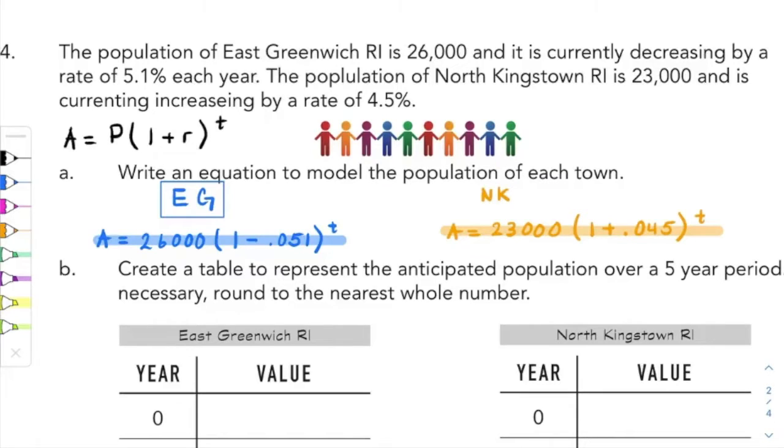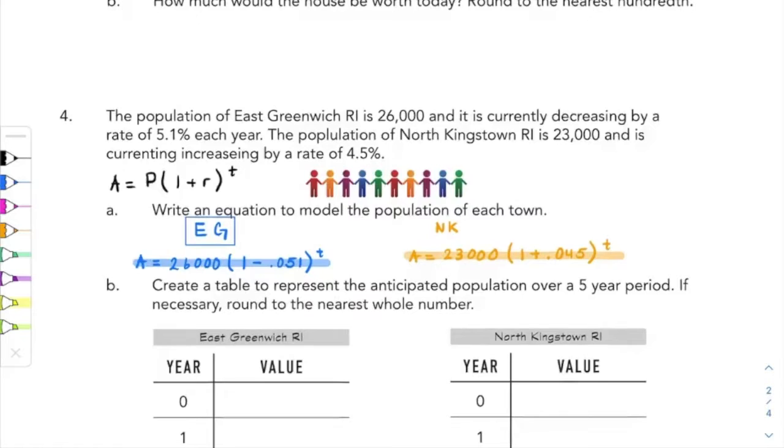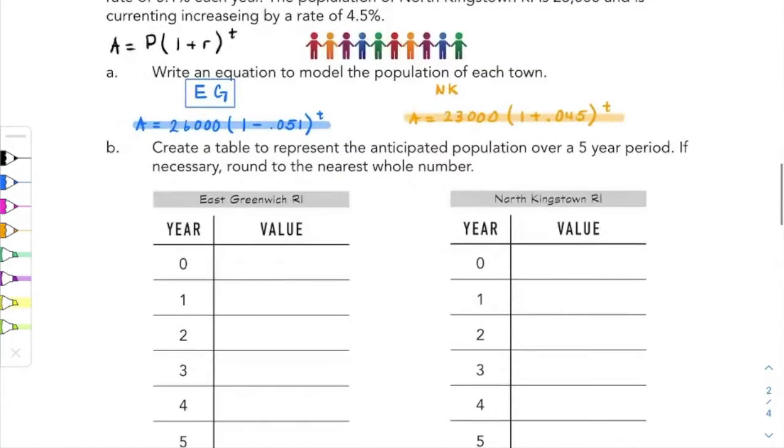Okay, part B says create a table to represent the anticipated population over a 5-year period. If necessary, round to the nearest whole number. Again, it's population of humans, so anytime you have the population of humans, you're going to round to a whole number of people. I need to fill in each of these tables. That means I need to keep my calculator going and just keep changing the year.